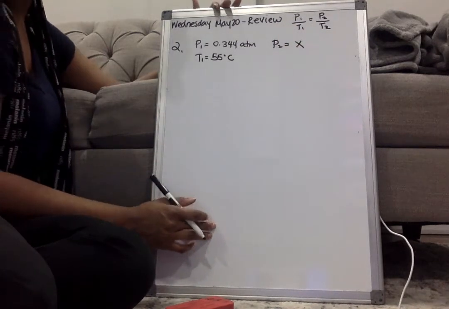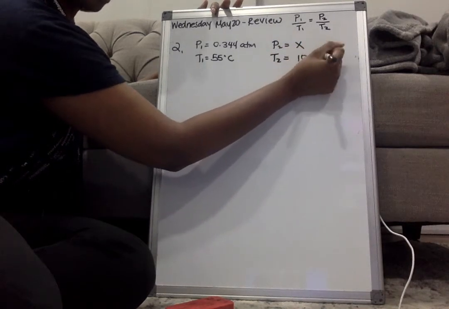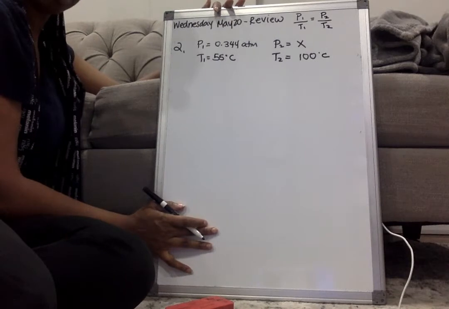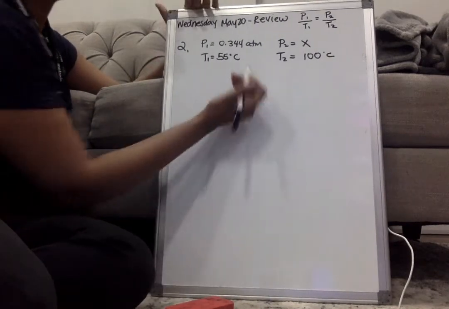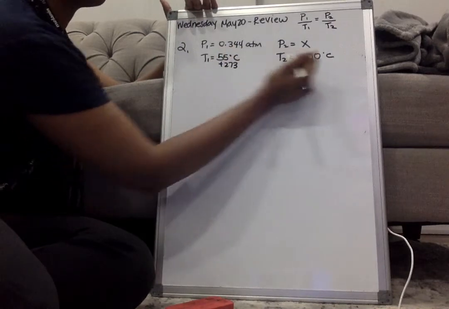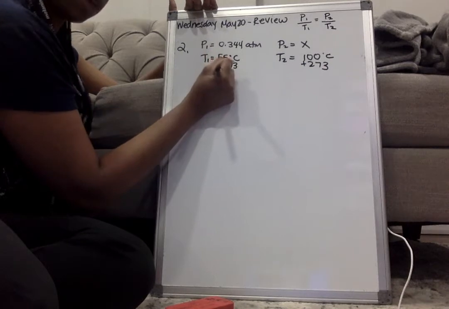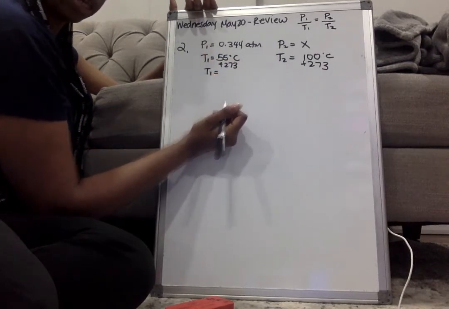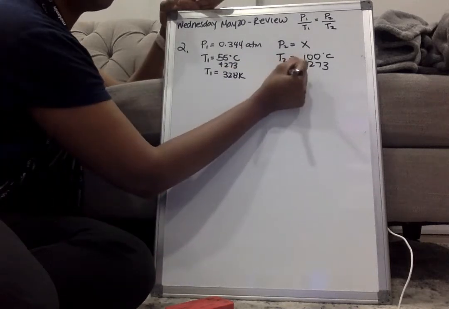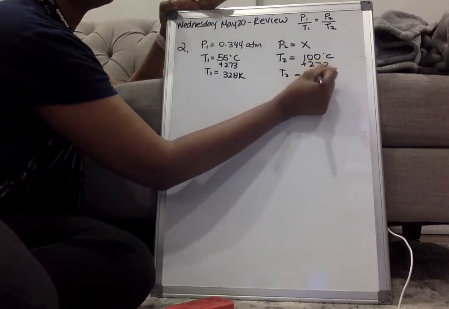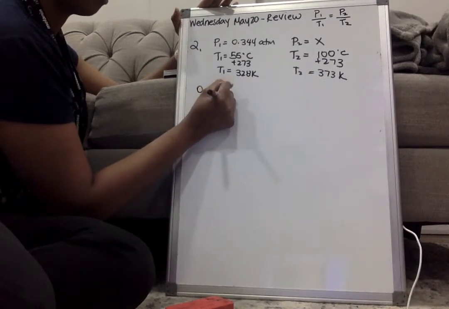If the temperature changes to 100 degrees Celsius. Oh, wow, there's a typo. If the volume remains the same. Okay, so I'm going to add 273 because we have to convert this to Kelvin. So the new T1 value is going to be 328 Kelvin. The new temperature over here is going to be 373 Kelvin. Put it into the formula.